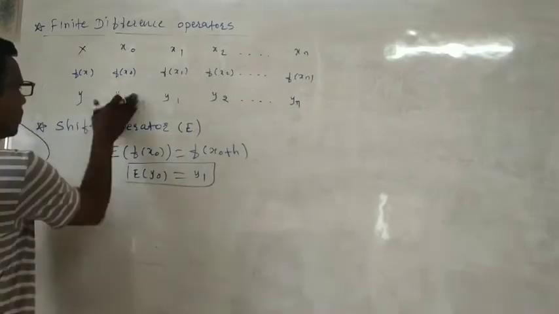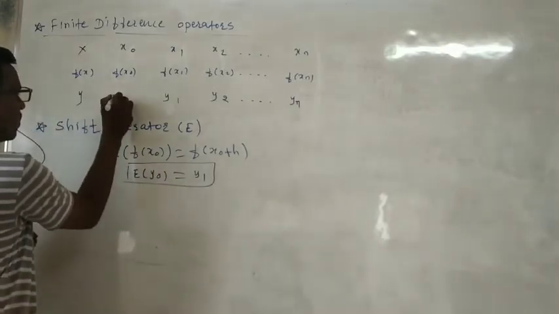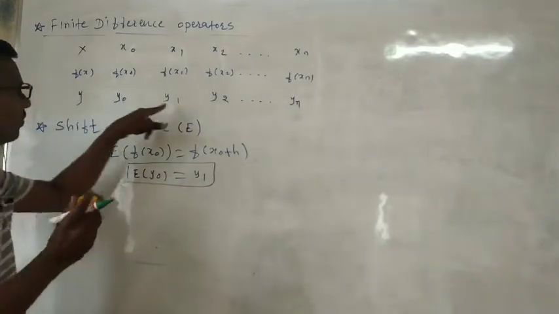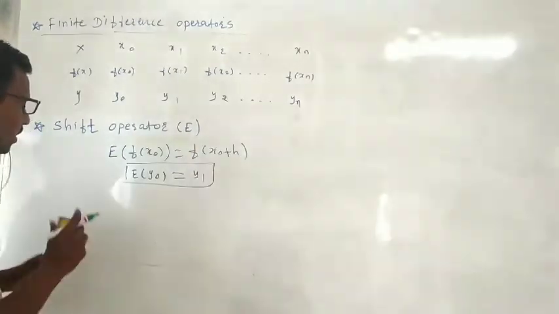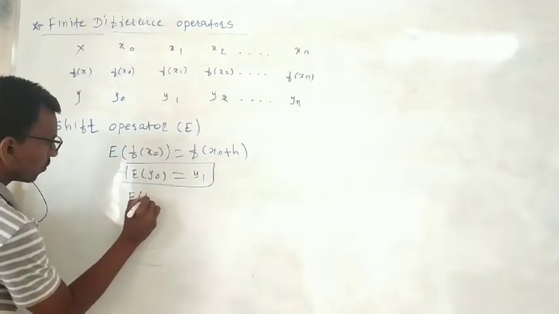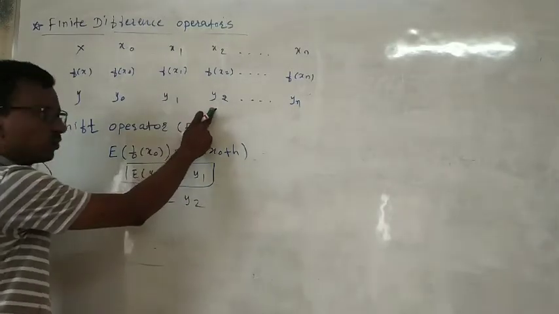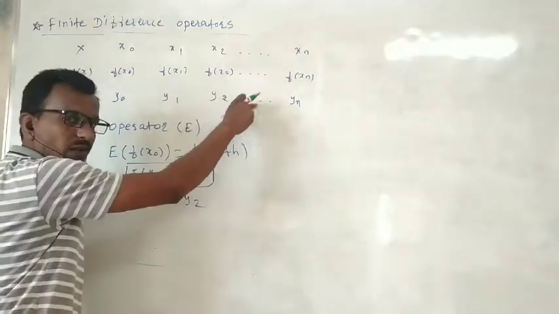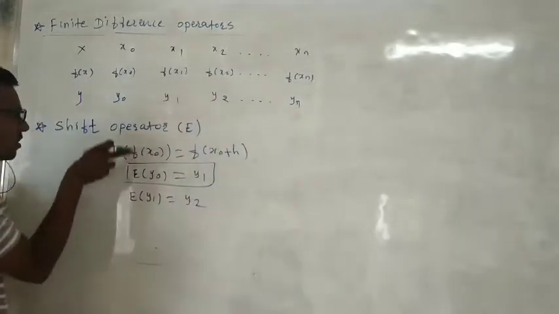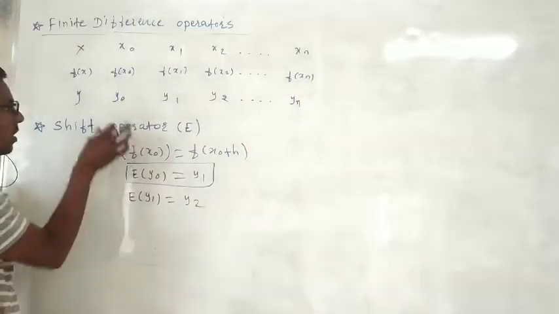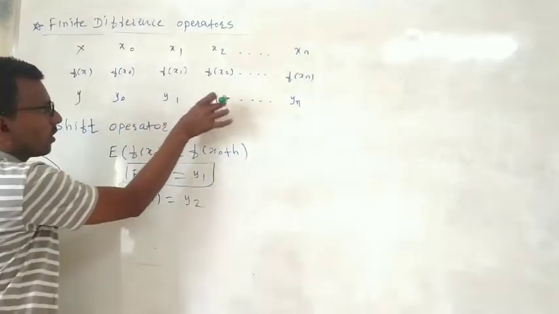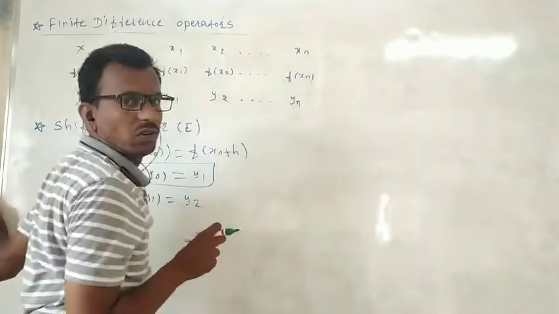This y0 is shifted to y1. Similarly, again E of y1, this y1 is shifted to y2. Again y2 is shifted to y3. This is the forward shifting operator. This y0 is shifted to y1, y1 is shifted to y2, y2 is shifted to y3.